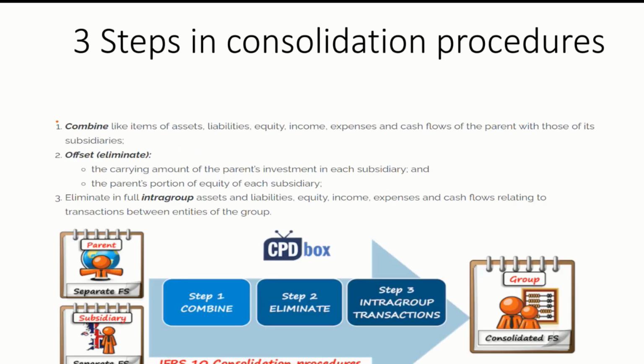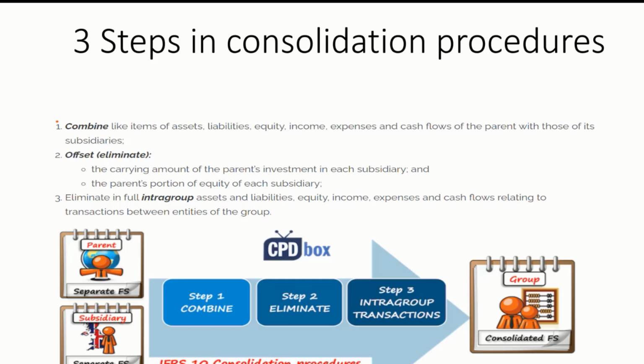All right. So this is what I've just said. Three steps in the consolidation process. The first step is that you combine like items of assets, liabilities, equity, income, expenses, and cash flows of the parent with those of the subsidiaries. That's step number 1. You add them on a line-by-line basis. Step 2, you offset, you eliminate the carrying amount of the parent's investment in each subsidiary and the parent's portion of the equity of each subsidiary.